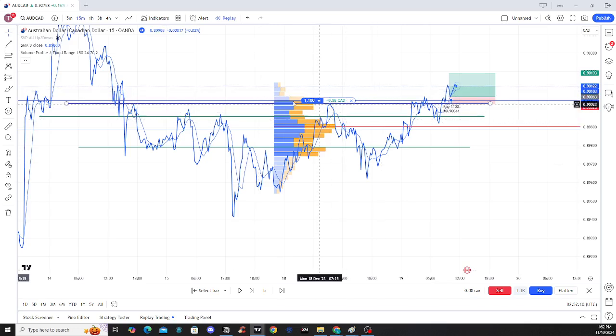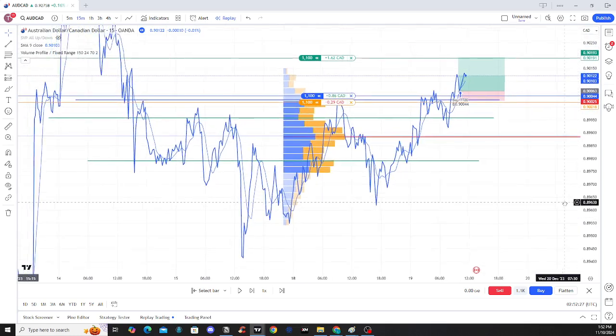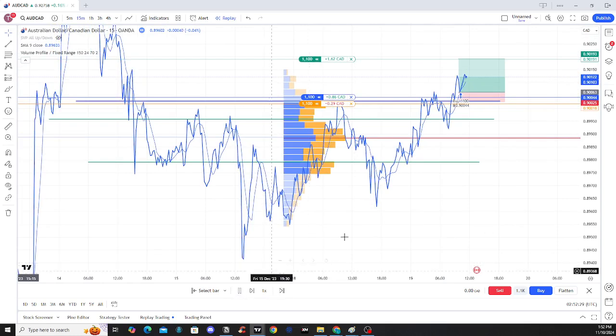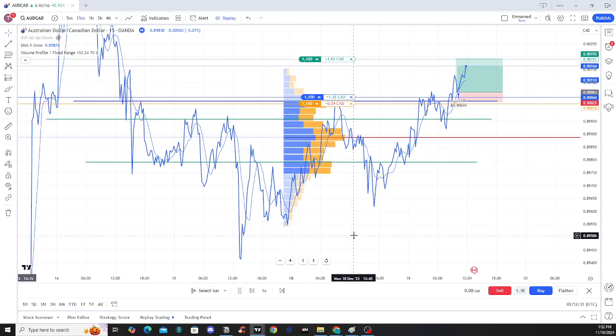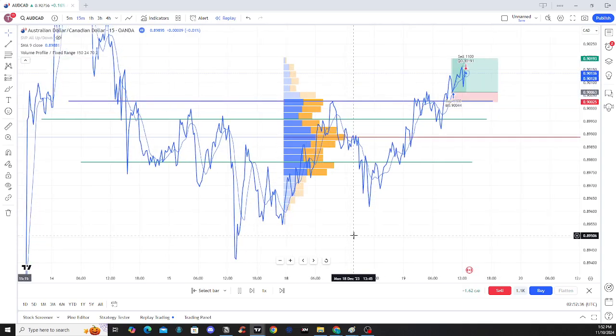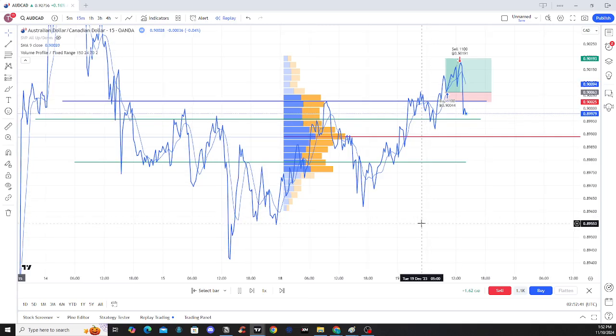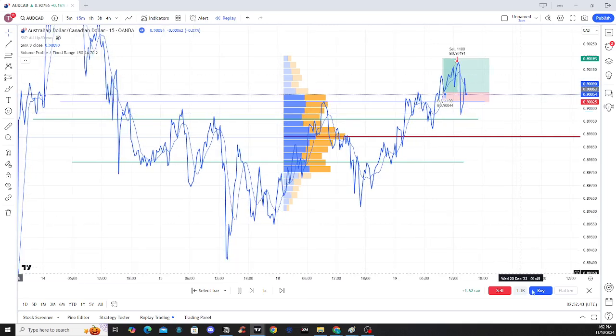Bought the pullback. Into our stop. Into our take profit. And there we have the trade. You can see the pullback was in itself quite sharp.